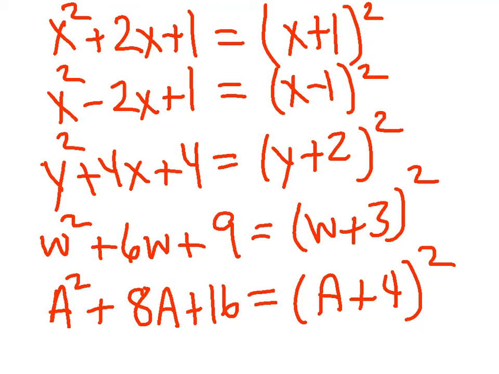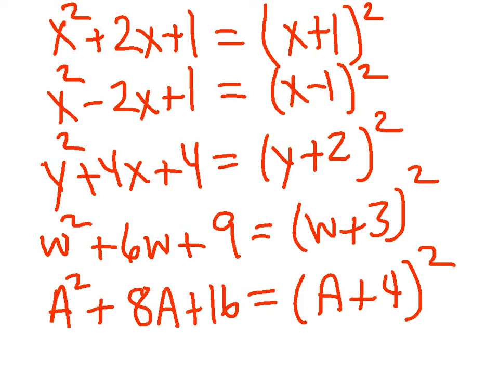These are all perfect squares. On the left-hand side, they're multiplied out, and on the right-hand side, they're in factored form. What are some of the patterns that we see in these perfect squares? Well, some of the things that I see are the following.